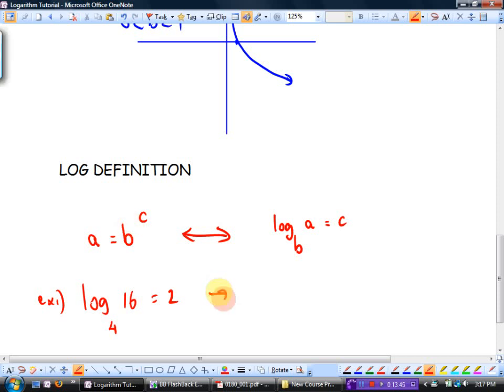Can you write the exponential version of that? What to what power equals what? 4 squared equals 16. Mr. Camozzi is quite right. I picked a bad example because 2 to the 4th also happens to equal 16.